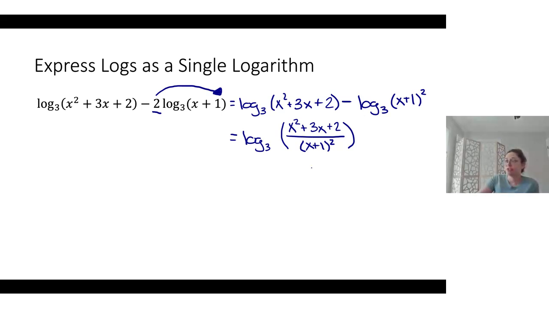Remember, to reduce a rational expression, we want to write everything in factored form first. So here, to write our numerator in factored form, we're looking for two numbers that multiply to 2 and add to 3. That would be 2 and 1. So I can write this as x plus 2 times x plus 1 over x plus 1 squared.